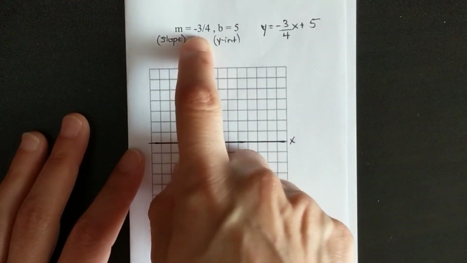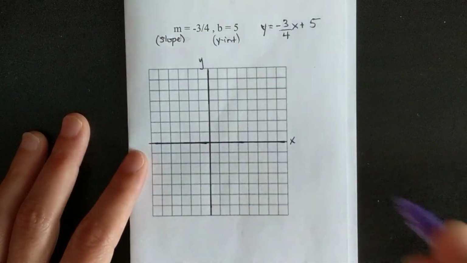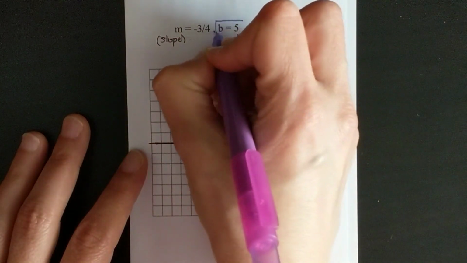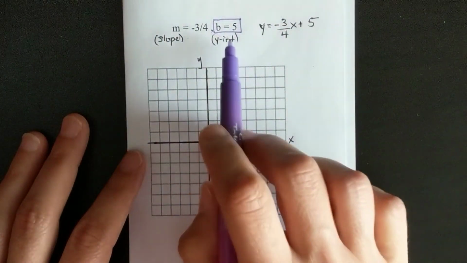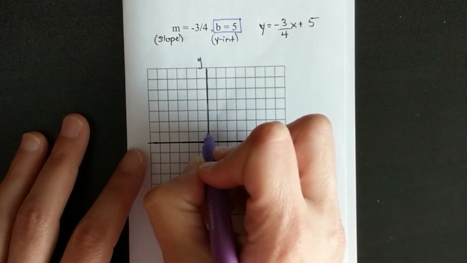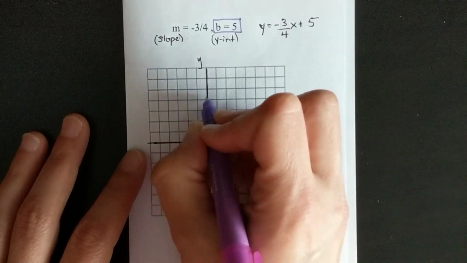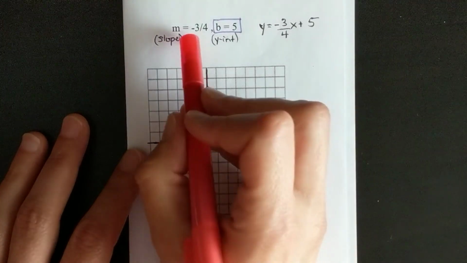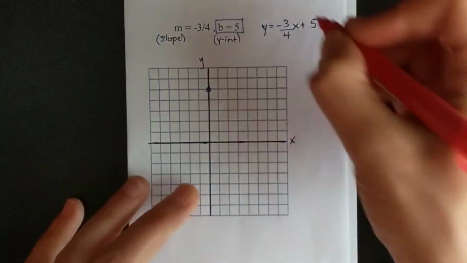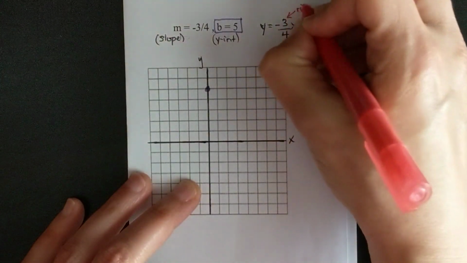In this case, you know your slope now, you know your y-intercept. So just like we did the last time, I'm going to put in purple, you start at your y-intercept, so at b. In this case, because it's a positive number, we're going to go on the positive side of the y-axis, 1, 2, 3, 4, 5, and we put a dot there. And then our slope, since it's negative 3 over 4, this is our rise.